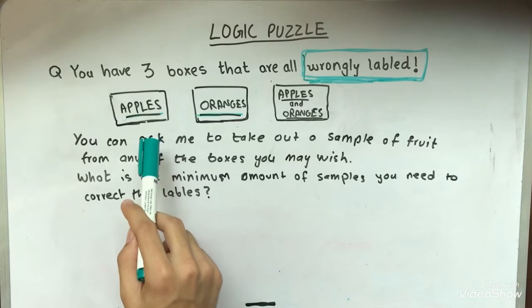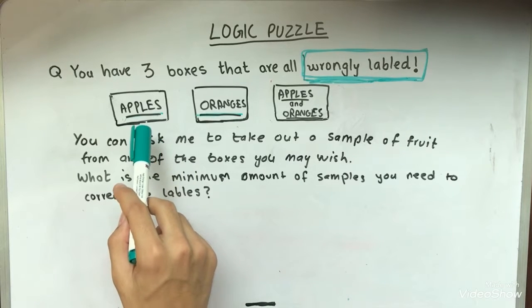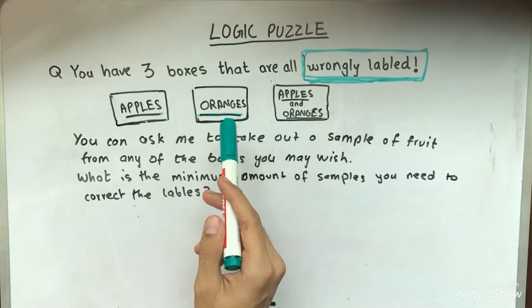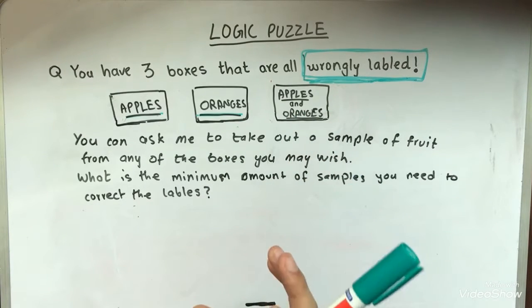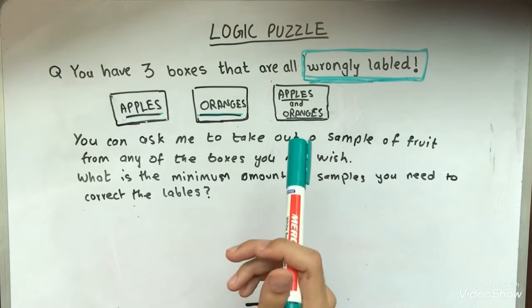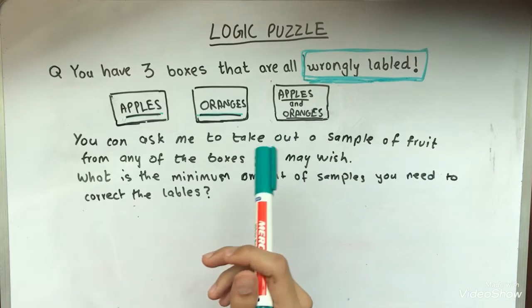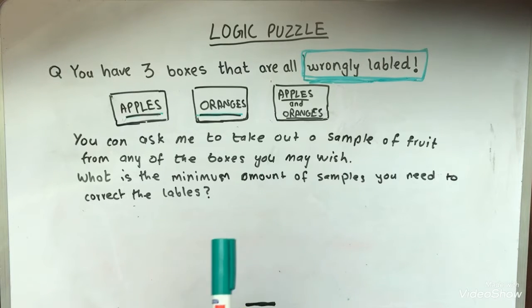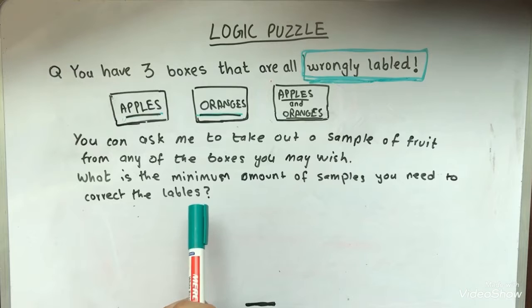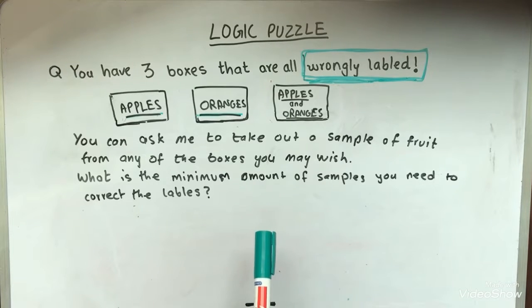And you say, okay, now I know what is inside this box. Now I want a sample from this other box. I open it up, take out a sample and show it to you. Whatever samples you want, I'll provide them. But what is the minimum number of samples you need from any of the boxes so that you can correct the labels? Now you can pause the video and try to solve it if you wish, and when you're done, you can come back to see the solution.